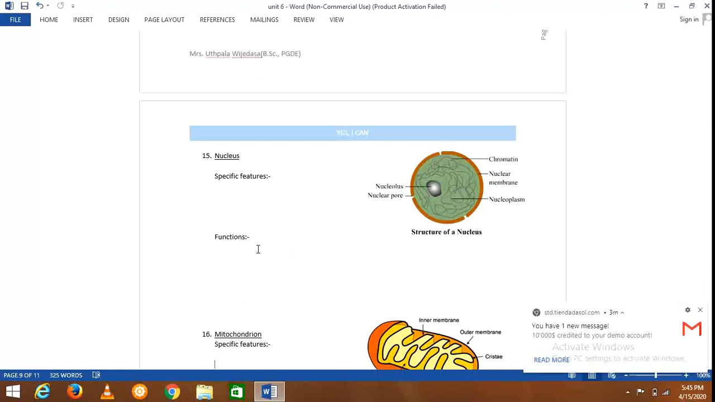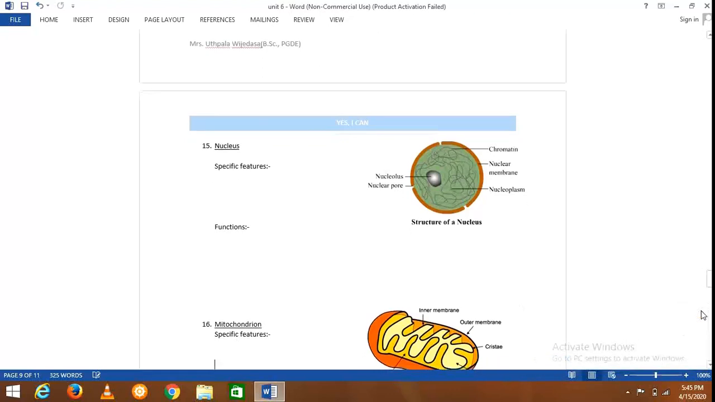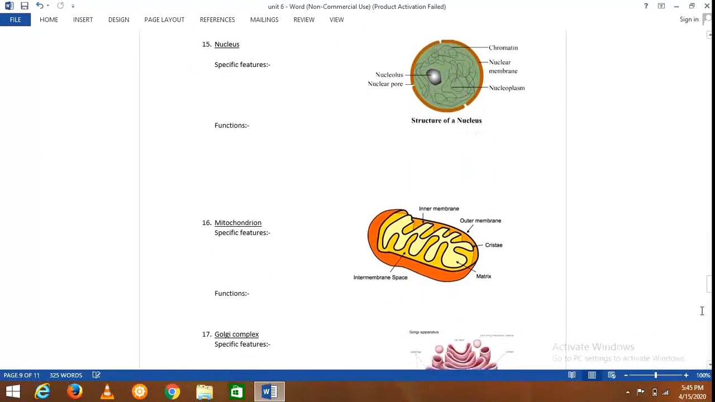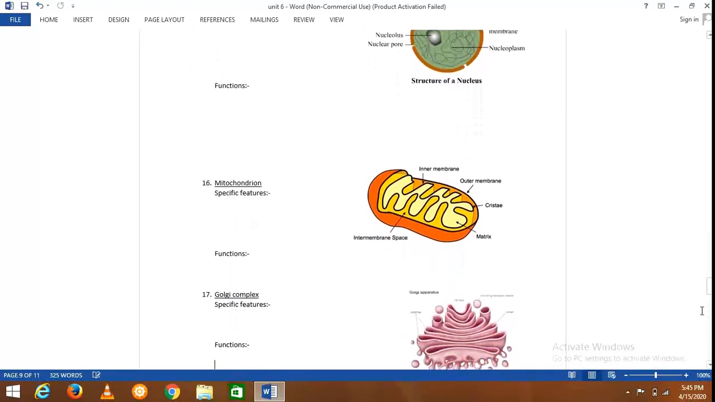And in the last unit, we will learn about some more factors regarding this genetic material, how they are transferred and how they are responsible for the process of inheritance.